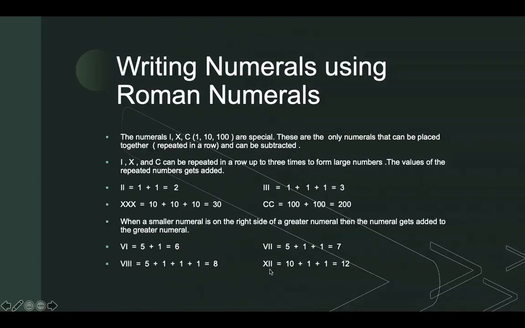Now the last example is XII. The value of X is 10, plus 1 plus 1, that equals 12. So the value of this Roman numeral is 12. Now children, till here I hope you all have understood.